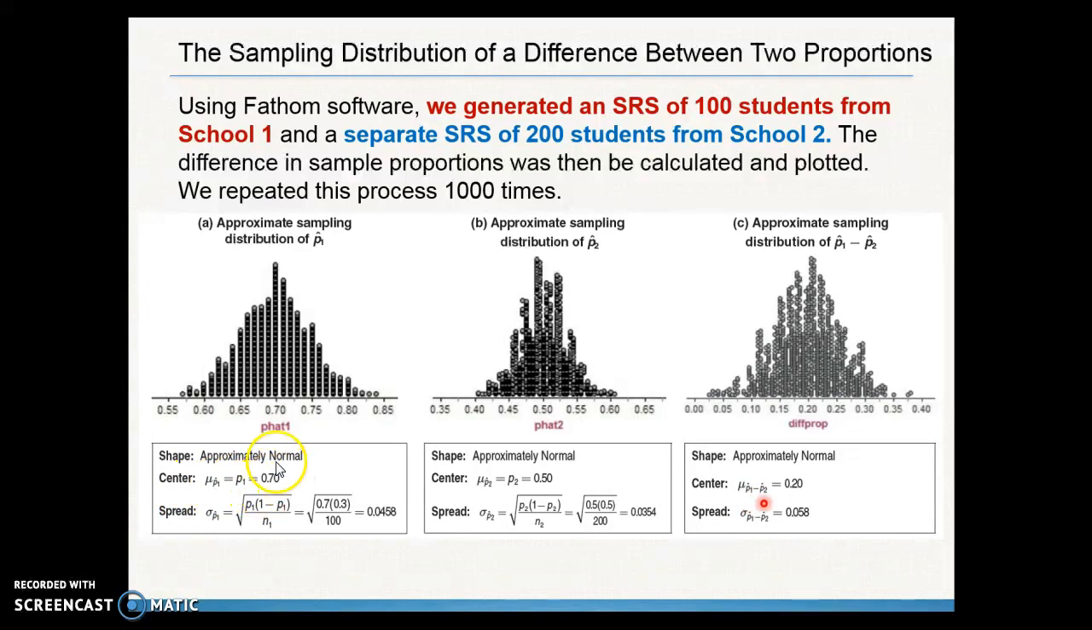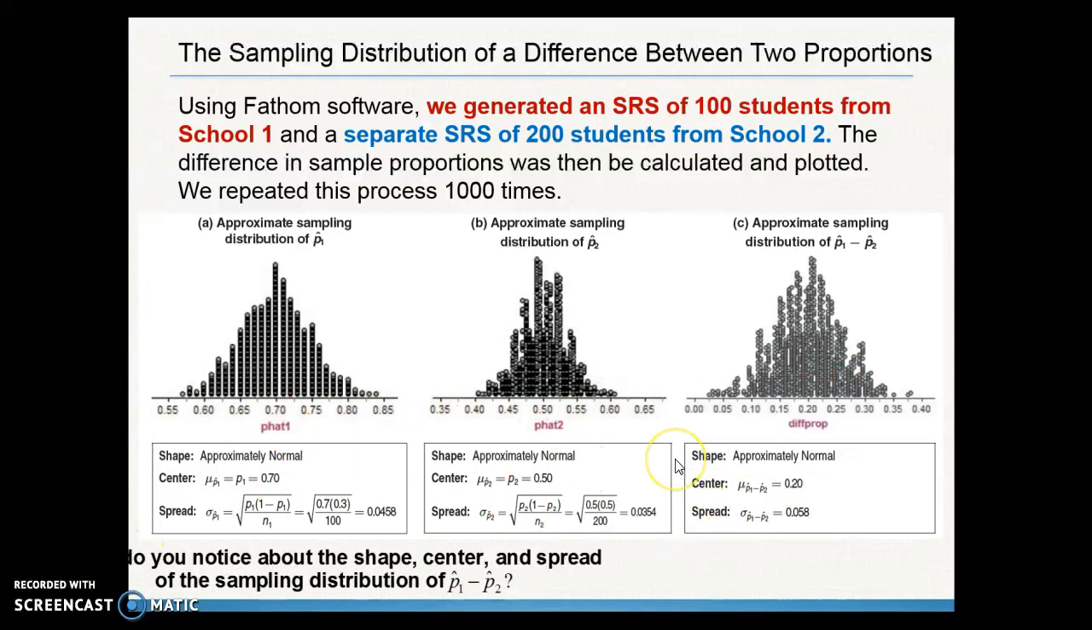What is the center? The center of this one was 70% did their homework. The center of my second school was 50% did their homework. Now, take a look at the center of the third one. It's just 20%. So I did p hat 1 minus p hat 2, and that gives me 20% of the students did their homework. Now, the spread's going to be a little bit tricky. We'll go over how we find that standard deviation. It comes from the standard deviation of both, but we'll go over that in a minute.